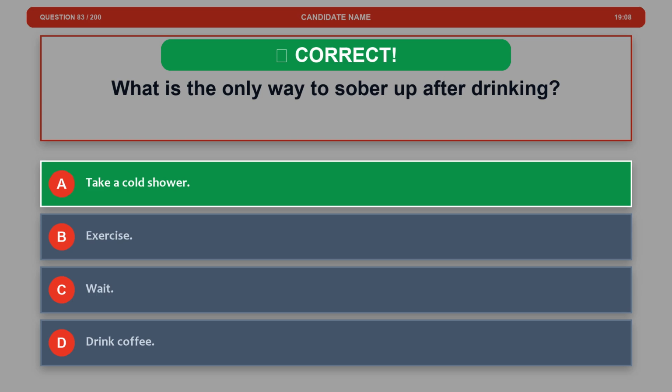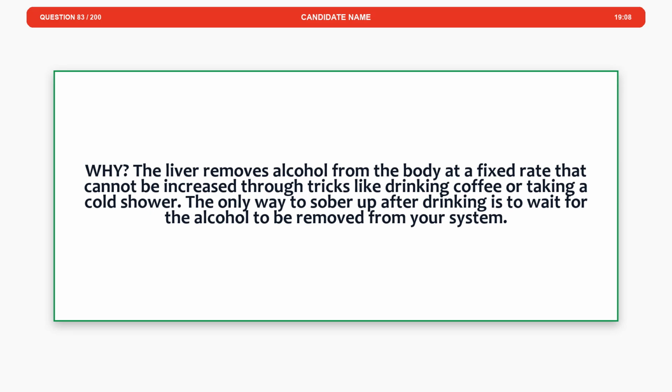The correct answer is option A, take a cold shower. Explanation: the liver removes alcohol from the body at a fixed rate that cannot be increased through tricks like drinking coffee or taking a cold shower. The only way to sober up after drinking is to wait for the alcohol to be removed from your system.